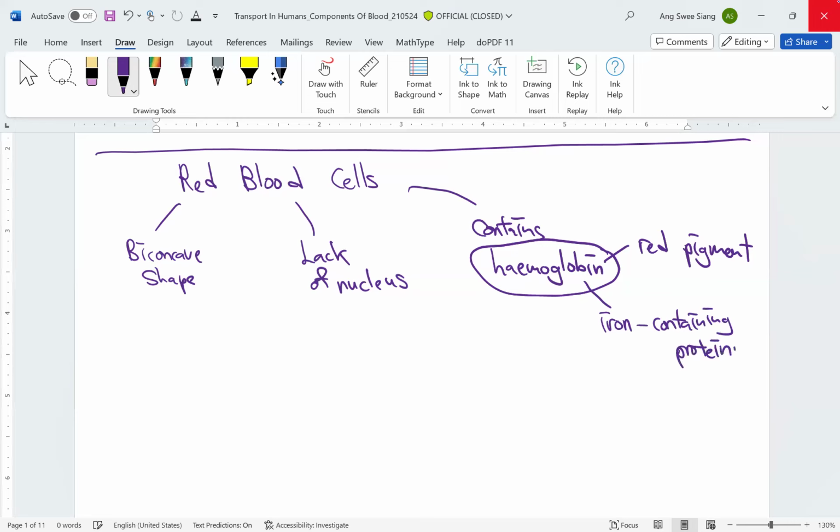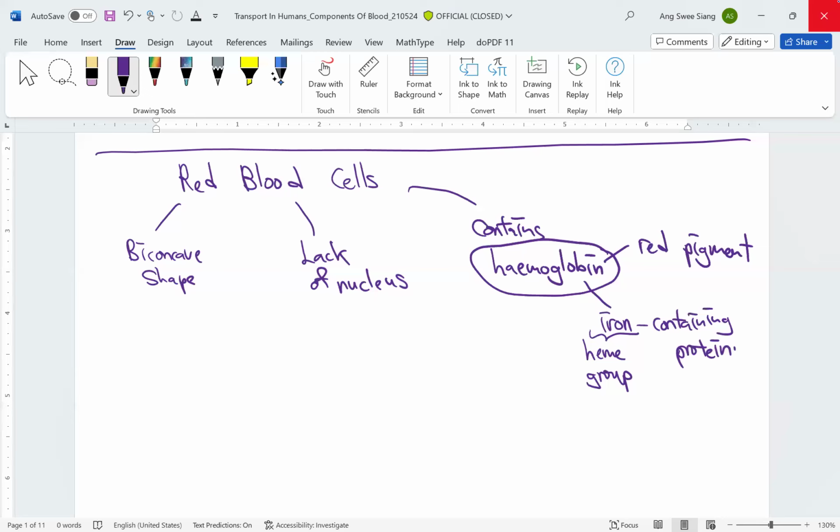Now this iron containing protein, sometimes this iron, it's called the heme group. Sometimes you read some assessment book or extra guidebook that you buy from outside, or maybe when you read your textbook, you will see this word heme group. Now, what is the function of the red blood cells?